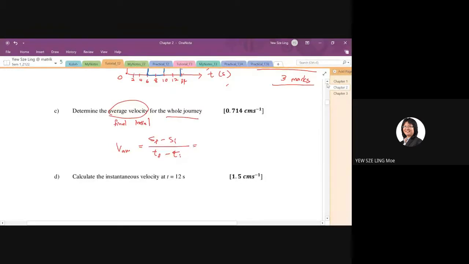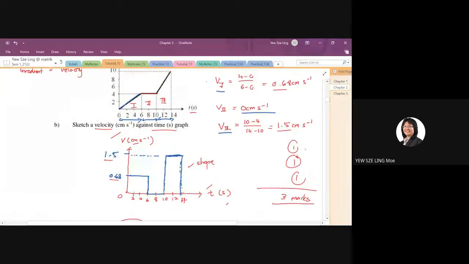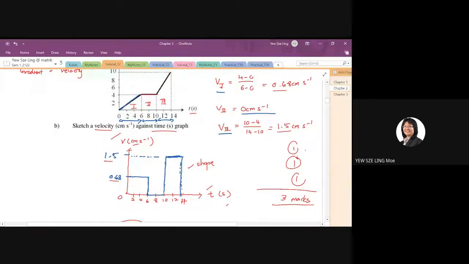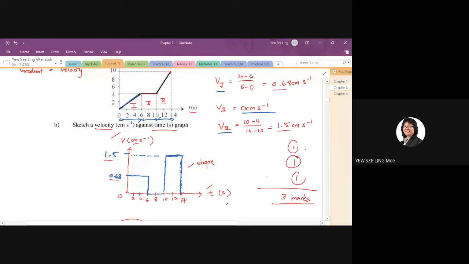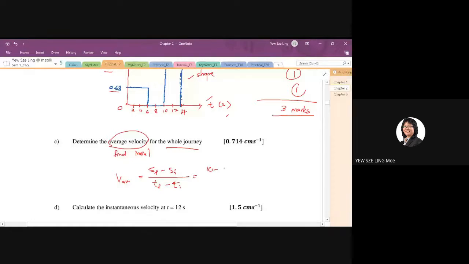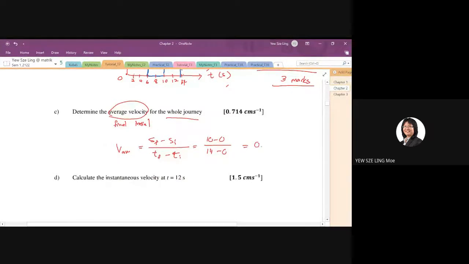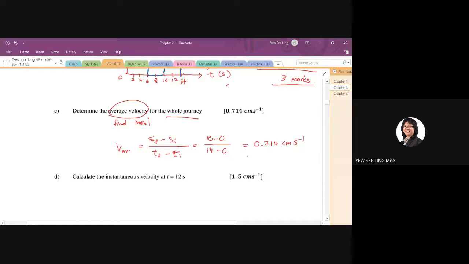So for the whole journey, let's go back to the graph. The graph stops at 10 cm, at time T equals 14. So 10 minus 0 over 14 minus 0, because both the X and Y axis start from 0. So the answer is 0.714 cm s^-1. All right, 0.714 cm s^-1.